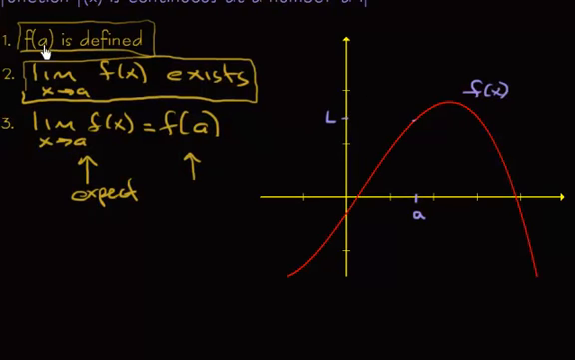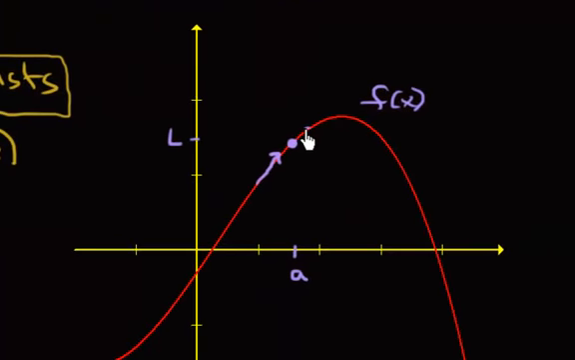F of a is defined. Well, on the graph, that would mean that there's an actual point that exists at a. So there's my y value right there. The limit of f of x exists, meaning that when you're following the graph, a limit existing means that when you're coming in from the left and right, it's approaching the same point.